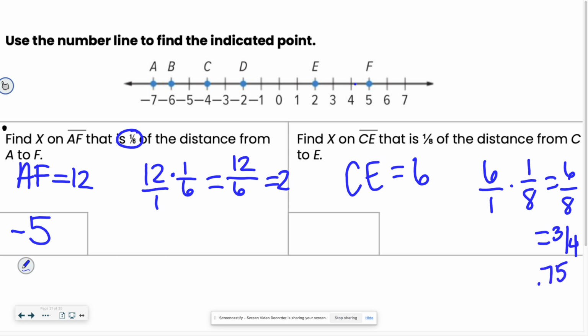No. We're at C going towards E. So what do we have to do to -4 and 0.75? Go 3. Yep. Go that far. So where do we end up? -3.25. Woohoo! Good job. Conceptually, does that make sense what we're doing?